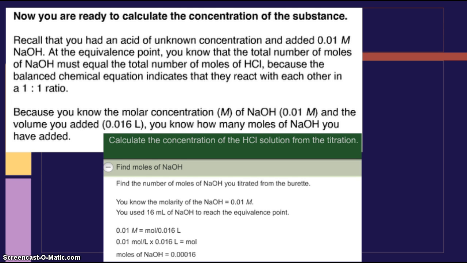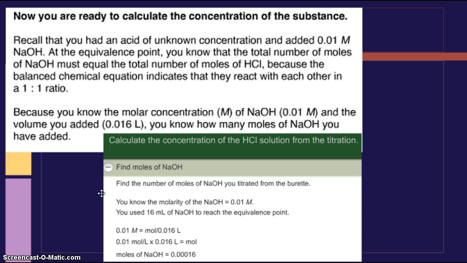At the equivalence point, or when it's neutralized, you know that the total number of moles of sodium hydroxide must equal the total number of moles of hydrochloric acid, because the balanced chemical equation indicates that they react with each other in a 1-to-1 ratio. Because you know the molar concentration of NaOH and the volume you added, which was 16 milliliters or 0.016 liters, you know how many moles of NaOH you have. So calculate the concentration of HCl solution from the titration.